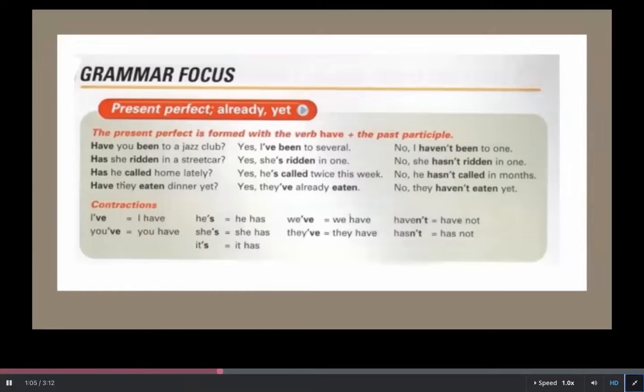Contractions. I've equals I have. You've equals you have. He's equals he has. She's equals she has. It's equals it has. We've equals we have. They've equals they have. Haven't equals have not. Hasn't equals has not.